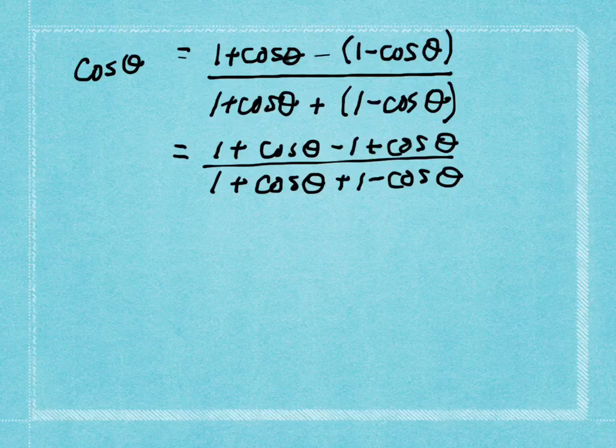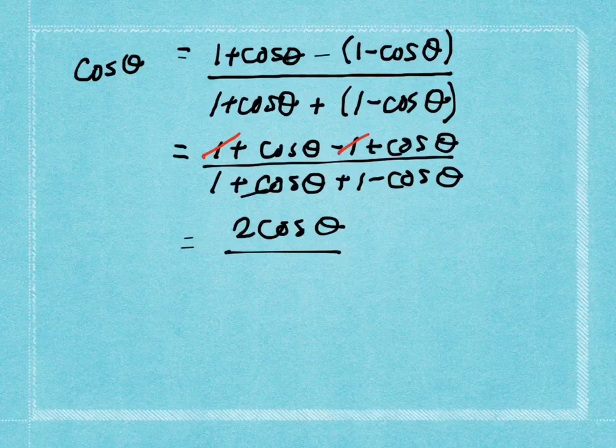So in the numerator, of course, I've got a positive 1 and a negative 1, so those add to 0. And then I've got 2 cosine thetas, so this is actually 2 cosine theta on top. And then in the denominator, I have a cosine theta and I have a negative cosine theta, so those add to 0, but I have a 1 and a 1, and those add to 2. And then, of course, clearly my 2's can cancel, so I end up with cosine of theta, which is what I was looking for.